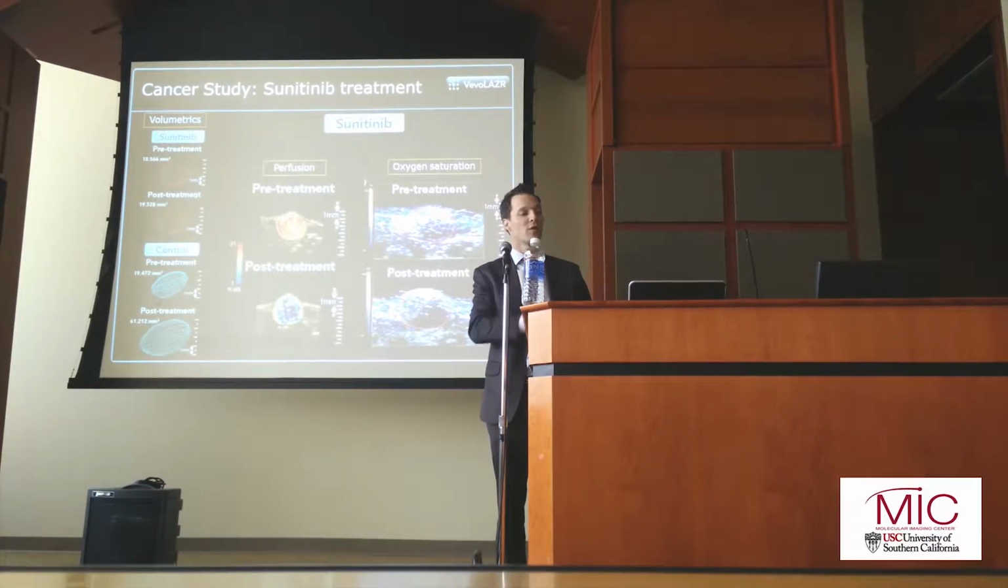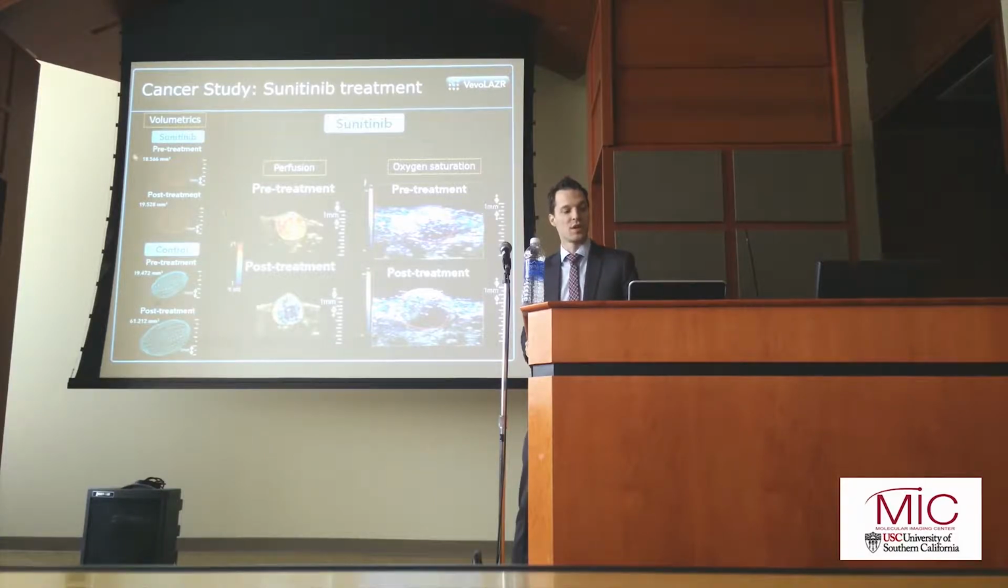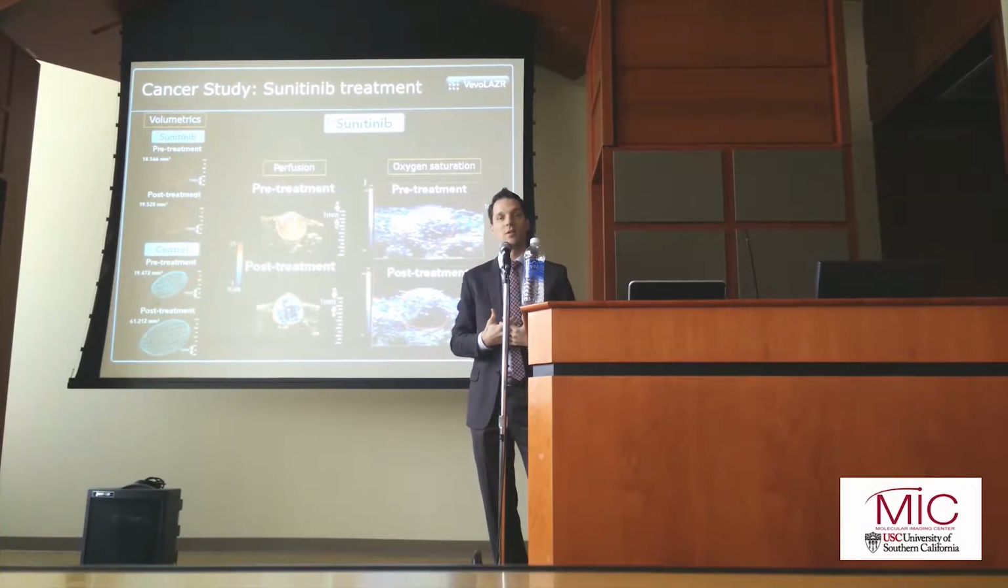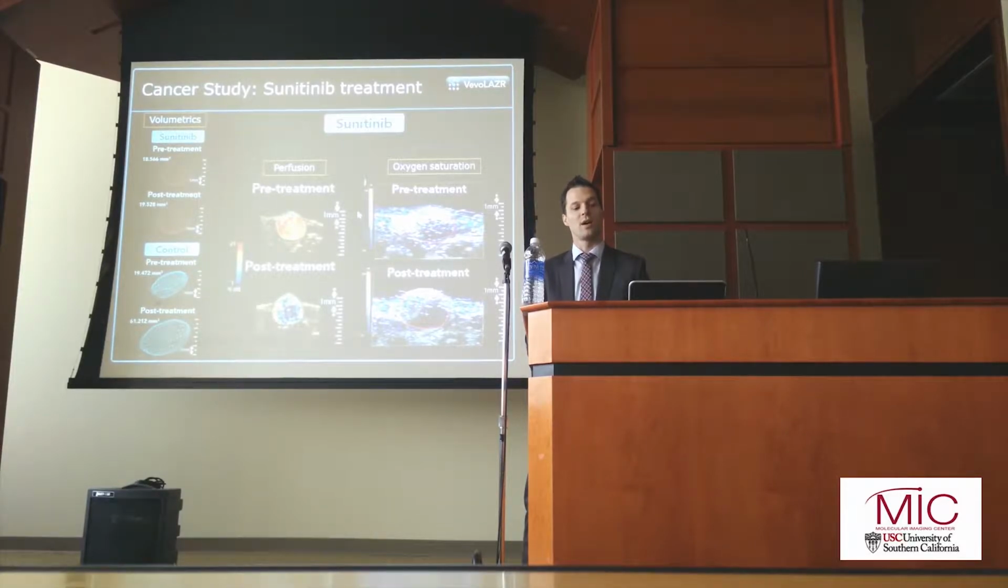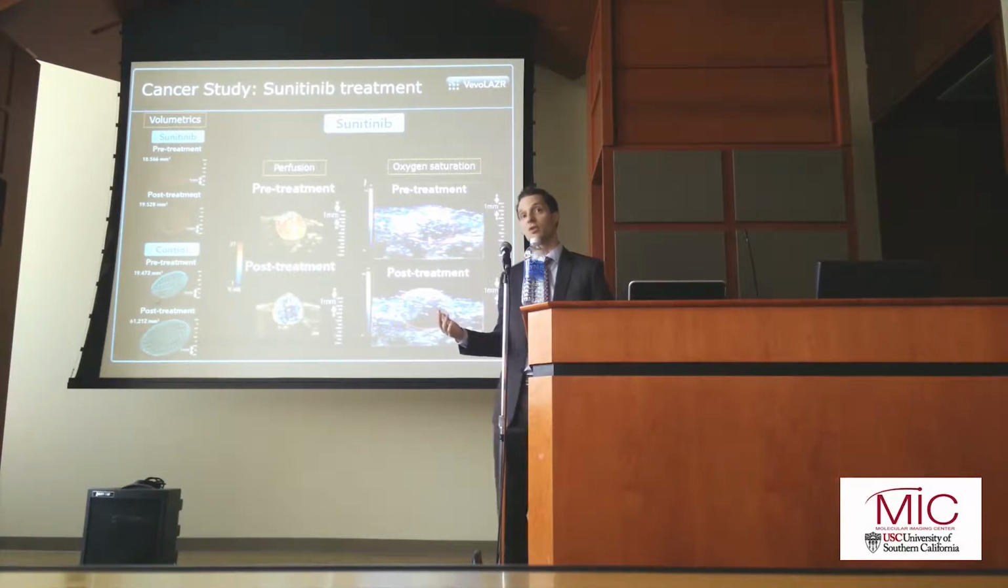We noticed that the volumes did not change with the sunitinib treated animals versus the non-treated animals where the tumors grew. We noticed in the perfusion that we were seeing a great reduction in perfusion in the sunitinib treated animals, which makes sense since we're using an anti-angiogenic. And then we saw a corresponding decrease in the oxygen saturation. And you can also see there's actually less blood in this tumor than there is versus pre-treatment as well.